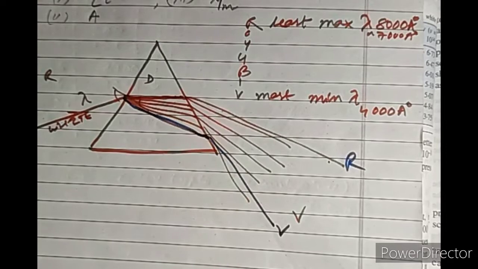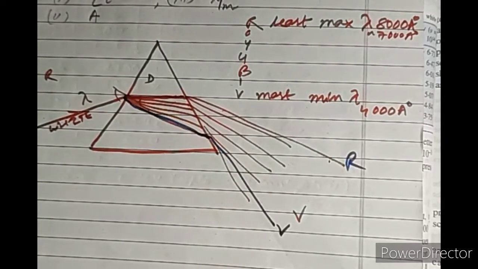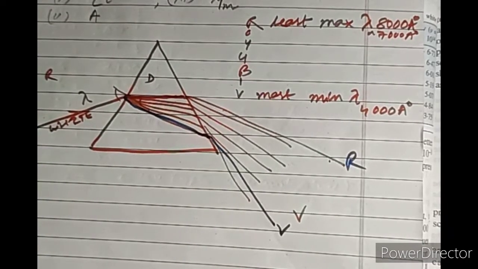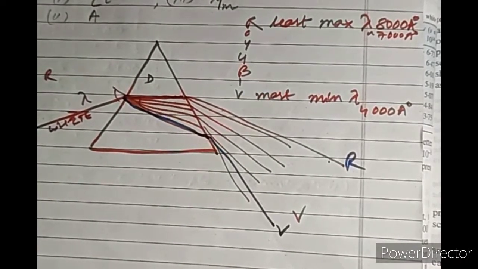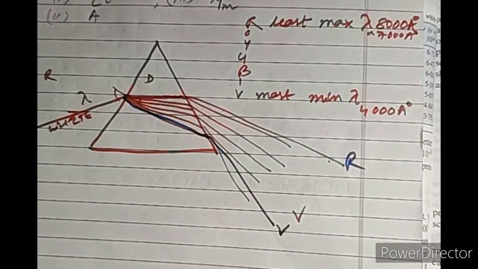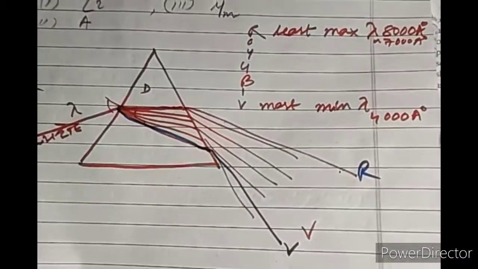Is it clear? So finally what we understood is that the bending of light depends upon the wavelengths of light present in white light. The bending takes place such that more wavelength means less bending, and less wavelength means more bending. Okay, so in this way the thing is happening.